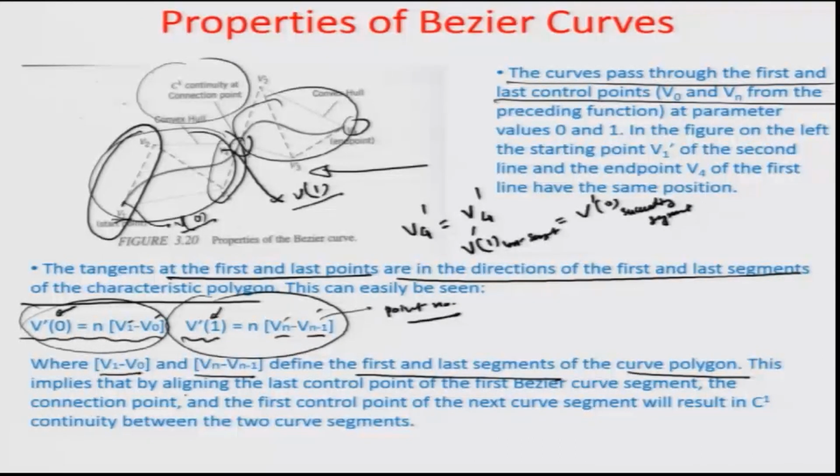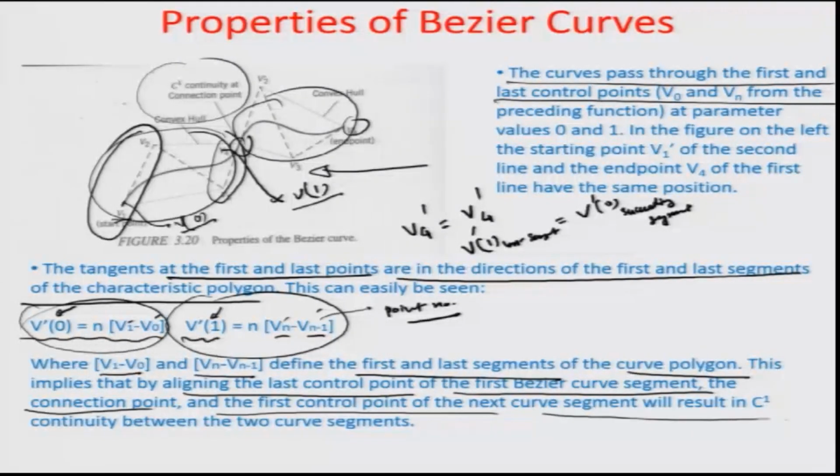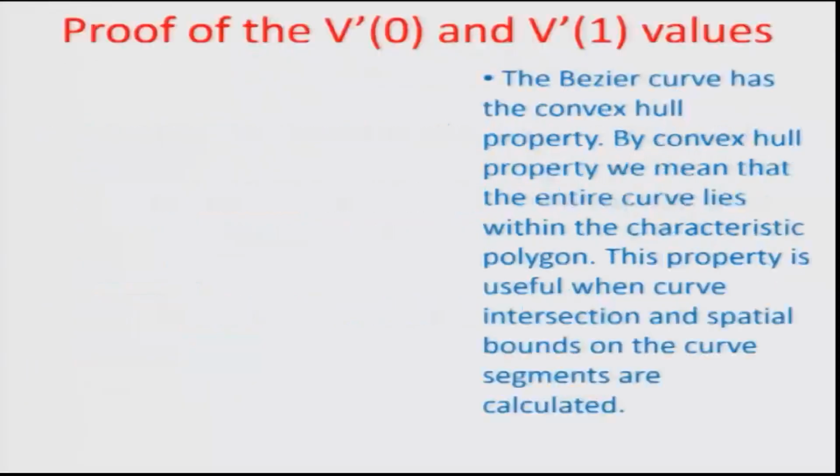This implies that by aligning the last control point of the first Bezier curve segment, the connection point, and the first control point of the next curve segment, there would be a resulting C1 continuity between the two polygon segments 1 and 2 which are being connected, as you can see here in the figure. So, let us look at how we obtain this expression.